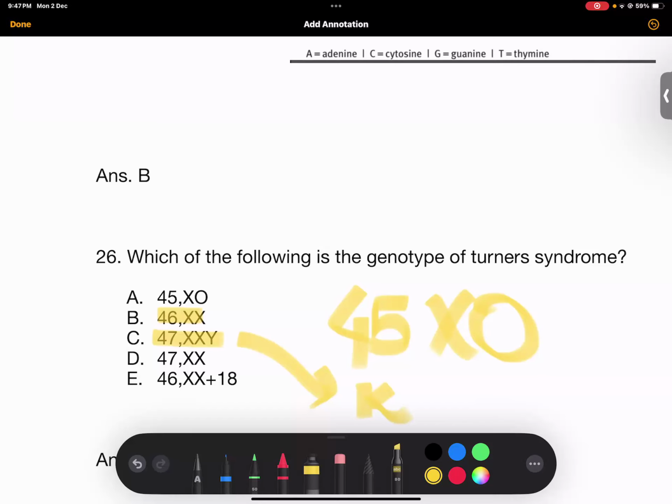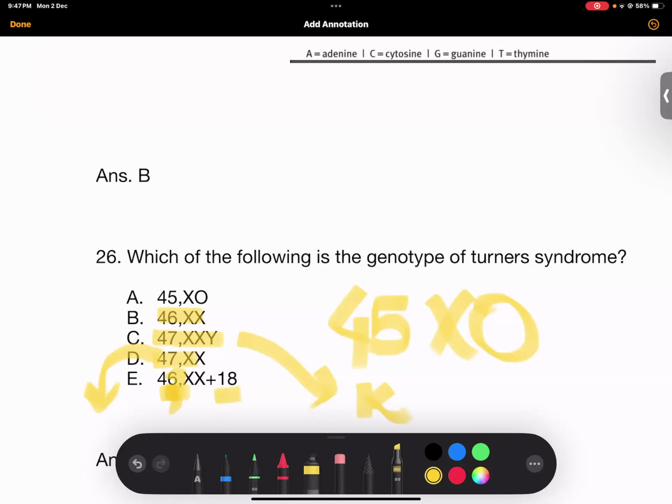47XX means that one chromosome is additional, but it is not X, so it must be some kind of trisomy, in the form of Edward, Down, or anything. And this option is actually wrong: 46XX plus 18 cannot be right. It should be 47XX plus 18, which means this would be a female Edward genotype.